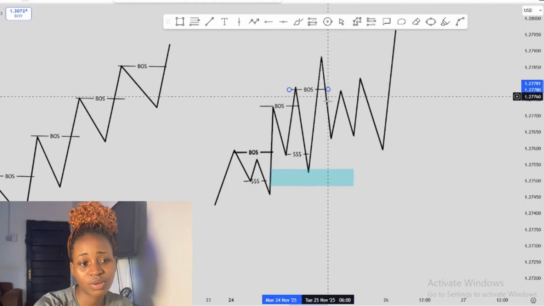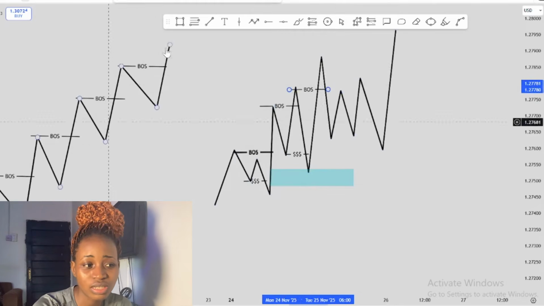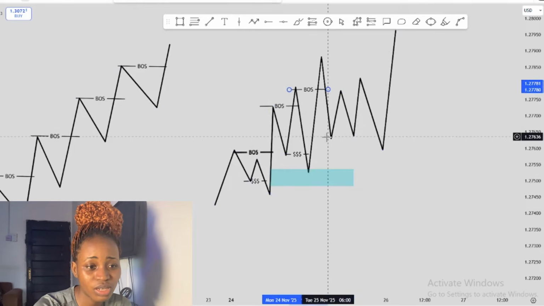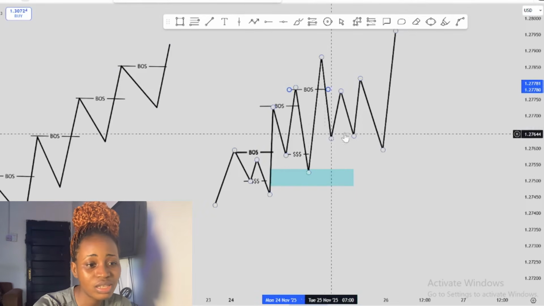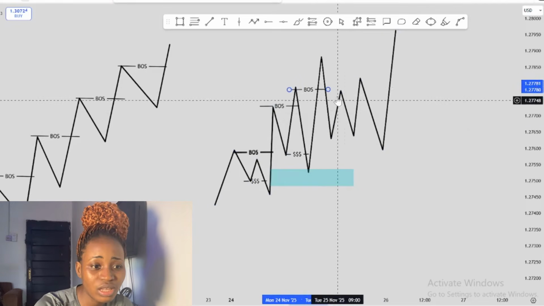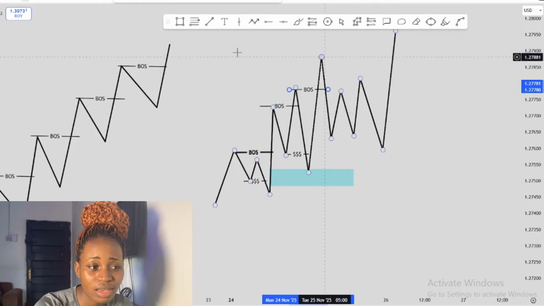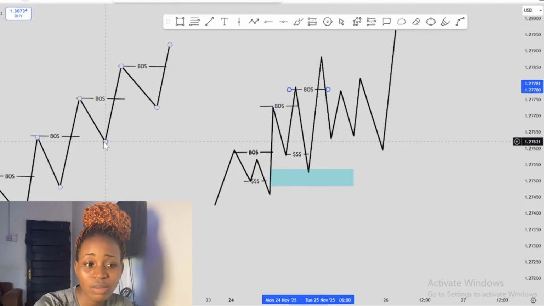Then we are supposed to expect what? A retracement based on this basic market structure. Do you get? We're supposed to expect a retracement, right? And after a retracement, price respecting a zone or anything, actually, we are expecting this leg to go all the way up to take out the previous high here, based on the basic market structure.